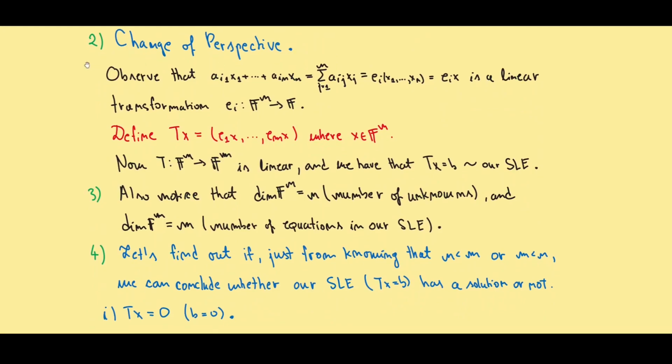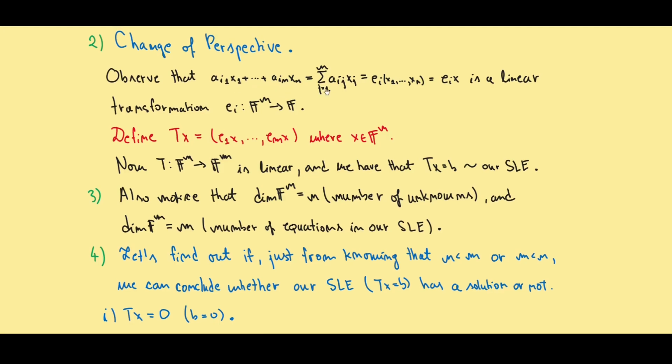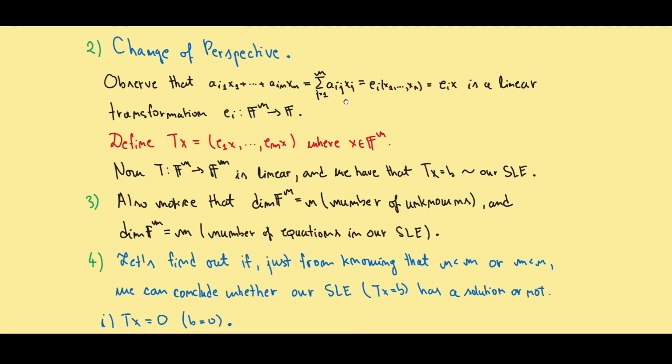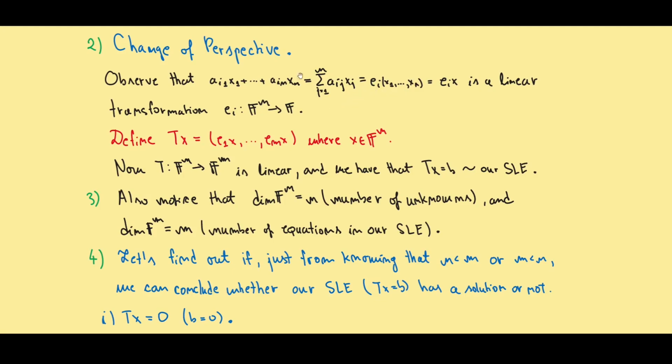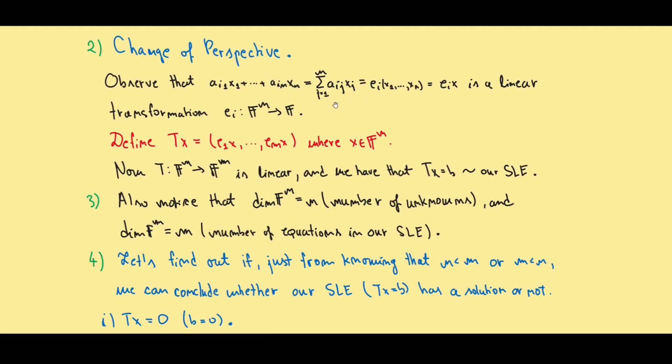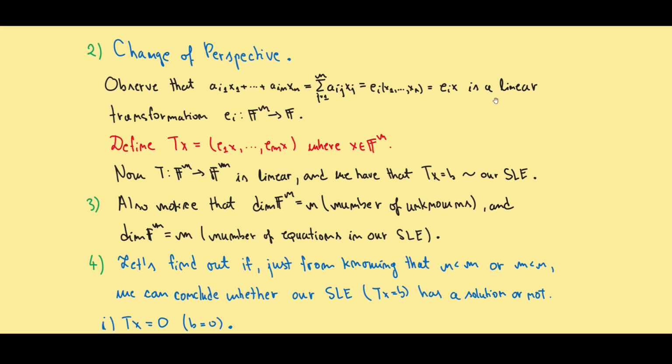So, change of perspective. Observe that, let's take some linear equation from the system, so some ith equation. It is of this form. We can write that using just summation notation to make it a bit more compact. And this can be viewed as a function, so I plug in x1 all the way to xn, the scalars are already given, and then we just compute and we get a result. So this can be viewed as a function. And it turns out this is also a linear function.